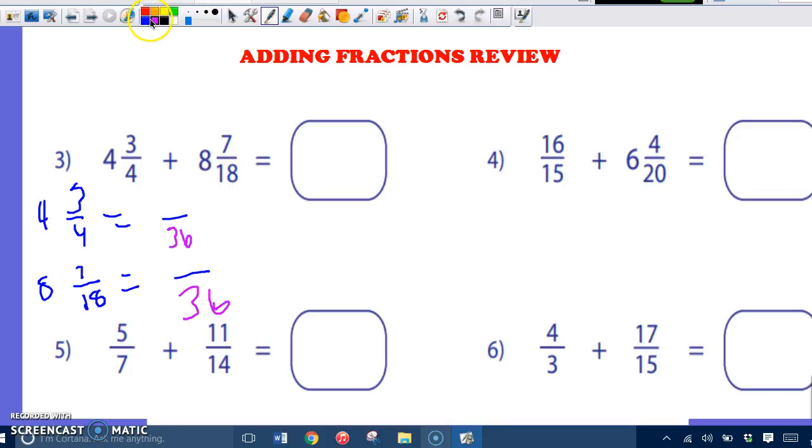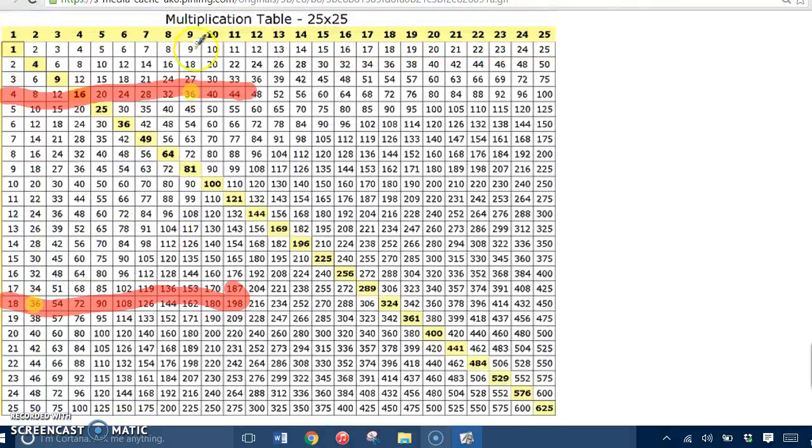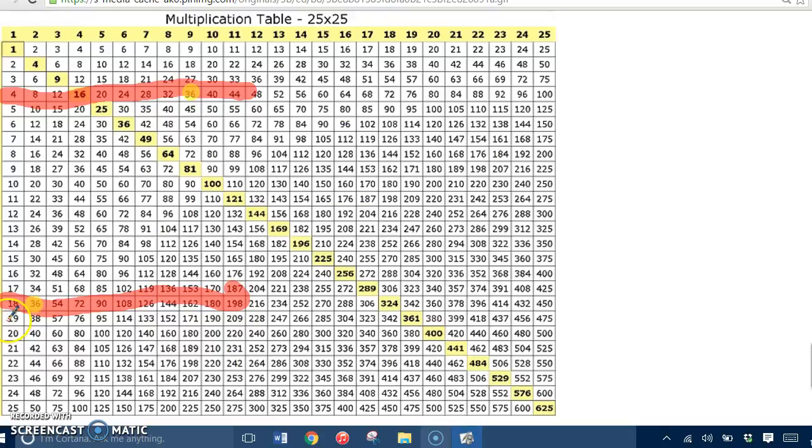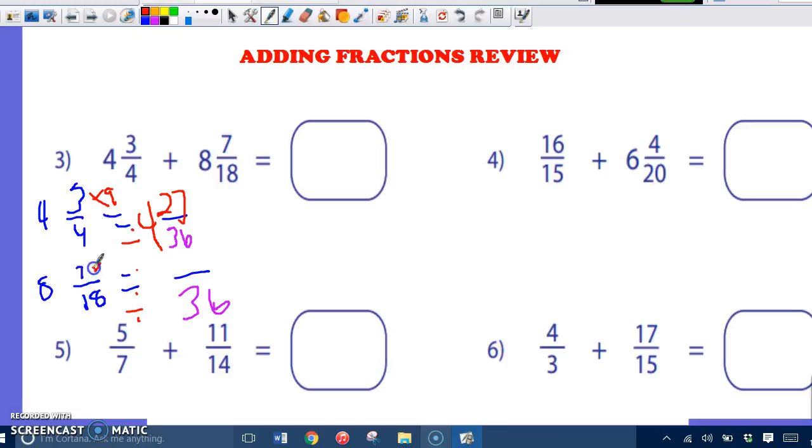Now we divide. 4 will go into 36 how many times? Say you forgot. 4 into 36, 9 times. So take that 9, multiply with the numerator. 9 times 3, 27. Don't forget the whole number 4. Same thing. 18 will go into 36 2 times. Take that 2, multiply it with the numerator. 7 times 2, 14. Don't forget to bring over the whole number.